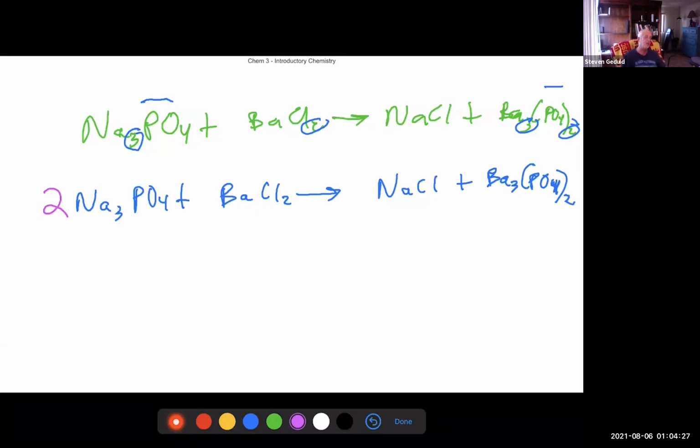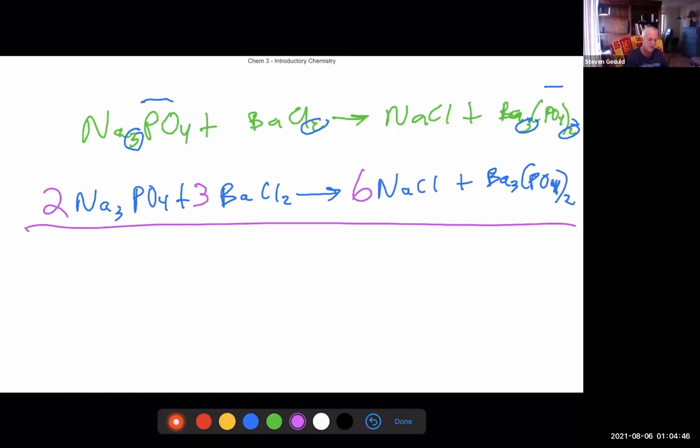But that gives us 6 sodiums. So you put a 6 right here. That gives us 6 sodiums. And we have 3 bariums on the right. So we've got to put a 3 here. That gives us 3 bariums. And then we have 6 chlorines on the left, 6 on the right. And I think that is balanced.